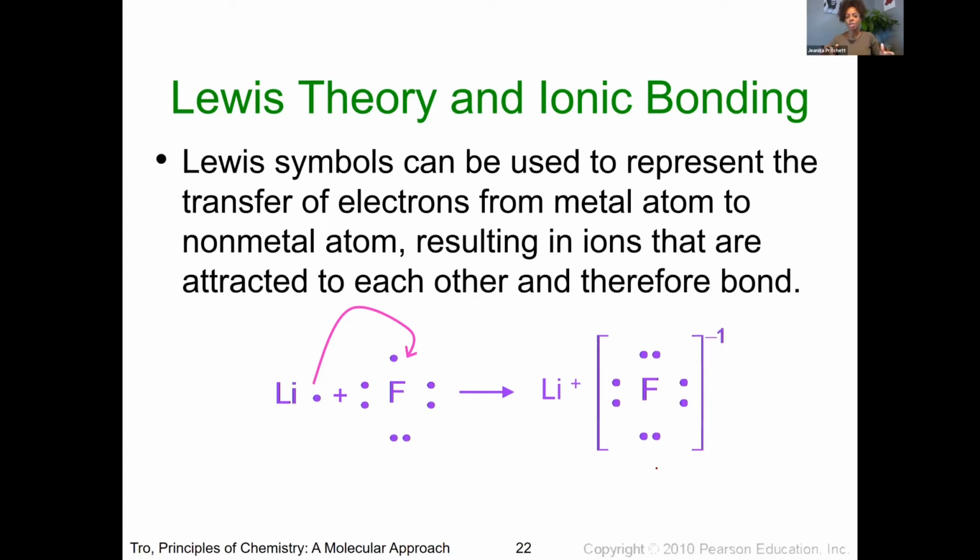Now, this is nothing new that we haven't seen before. We saw this back in chapter 2 when we were predicting the formulas of ionic compounds. And so we saw before where lithium we would say is group 1, so it has a positive charge. Fluorine is group 7, so it has a negative charge. Crisscross the charges down, and you can end up with the formula for the compound of LiF. Okay, so now we're putting the why behind what we know is happening.